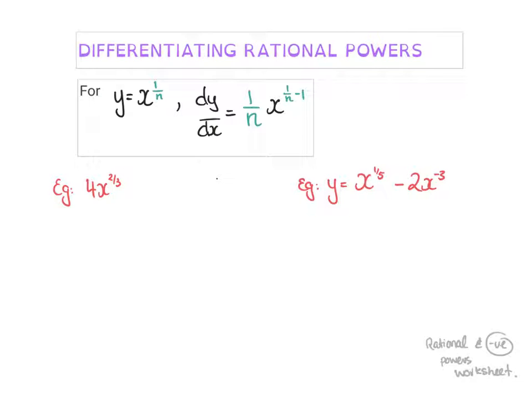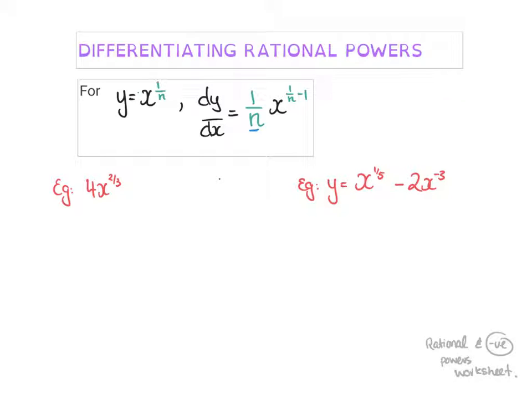Okay, today we're looking at differentiating rational powers. That just means when we have a fraction as a power, and you still do the same. If you look at this rule, the power gets multiplied by the number at the front, which would be 1, and there's the fraction, so the fraction times, and then you still minus 1. So let's have a look at this example.